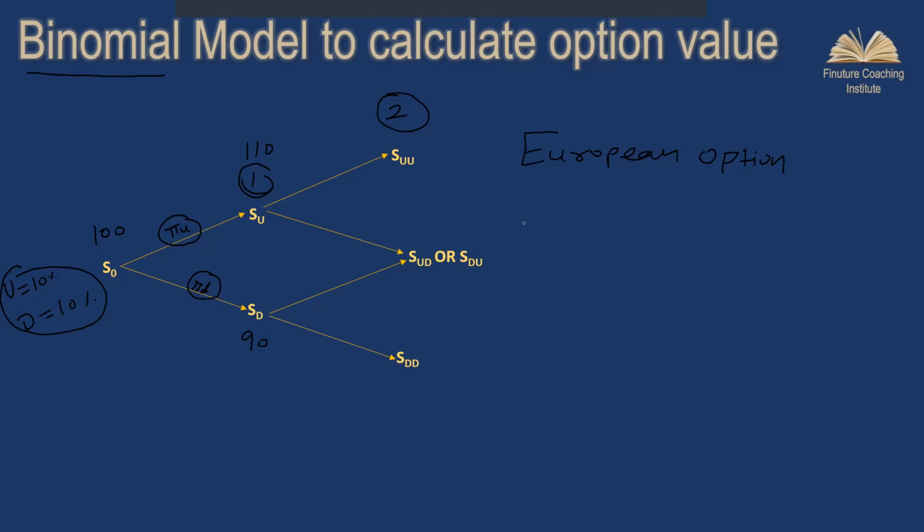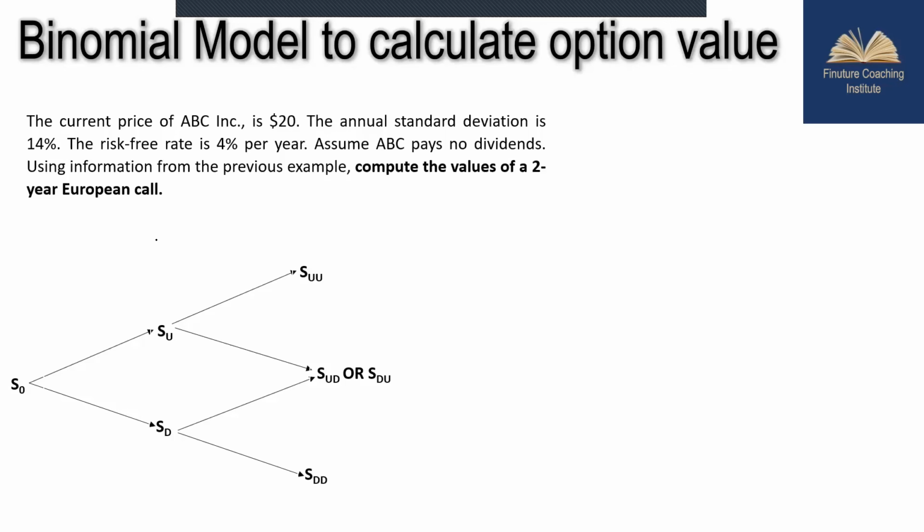So as you are aware, the value of a call is max of 0, spot minus strike. So at each node, because you have the spot, strike you will be given. Calculate the call price at each node, discount back to 0. That's the value of the call option. So let's have a look at one of the numericals. This is a numerical that we will do.